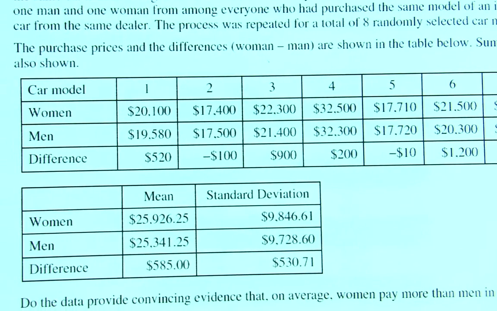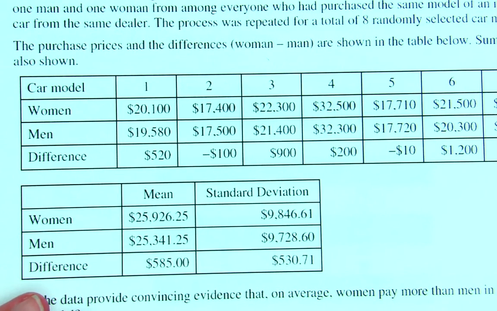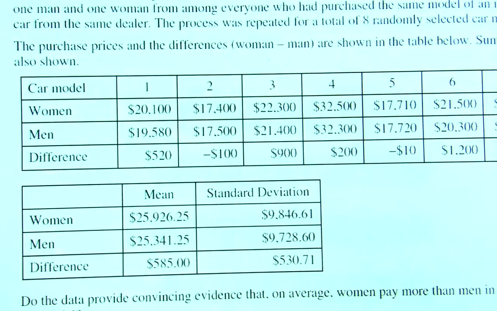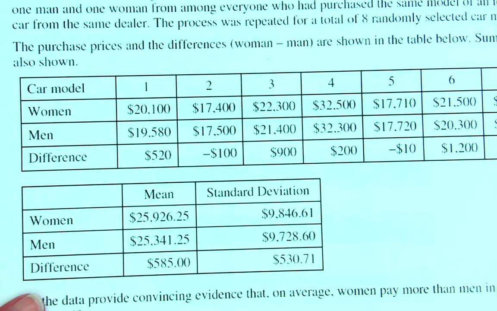Number 4, this was looking at the price people get when they buy a car, comparing men and women and what kind of deal they got when they purchased their car. This is number 4. This one should be paired, because for each car model, we're looking at men and women for that same car model and comparing the prices that they were able to negotiate. So this should be paired.